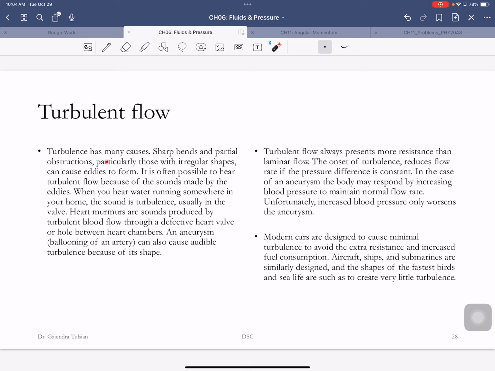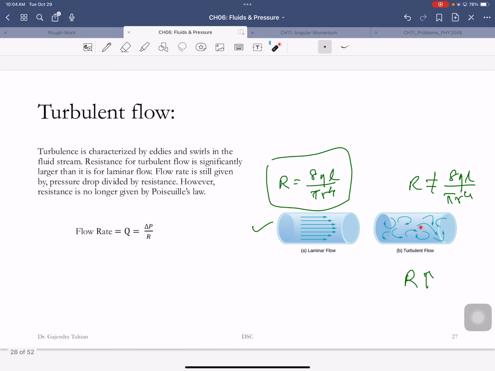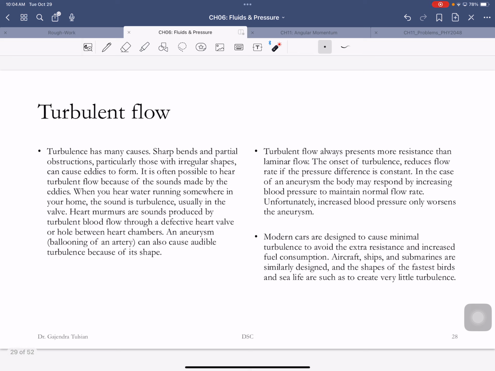Turbulence has many causes: sharp bends and partial obstructions. So when you have plaque deposited in blood vessels, you'd have turbulence downstream. It's often possible to hear turbulent flow. So if you have turbulent flow happening in a pipe, you can hear it. When you hear water running somewhere in your home, that's because there's turbulence. That's what you're hearing.